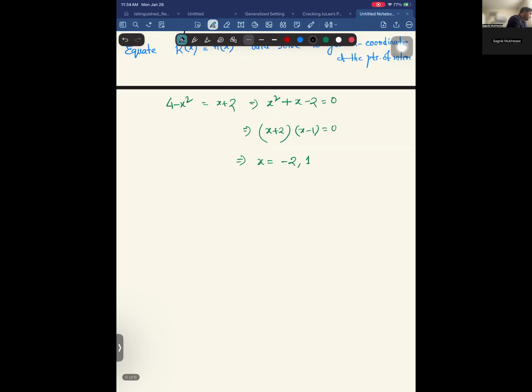So if x is negative 2, R(x) equals r(x) is 0. And if x is 1, then R(x) equals 4 minus 1 squared, which is 3. Also note that this is equal to 2 plus 1. Okay, let me just do it separately. R(x) equals 4 minus 1.